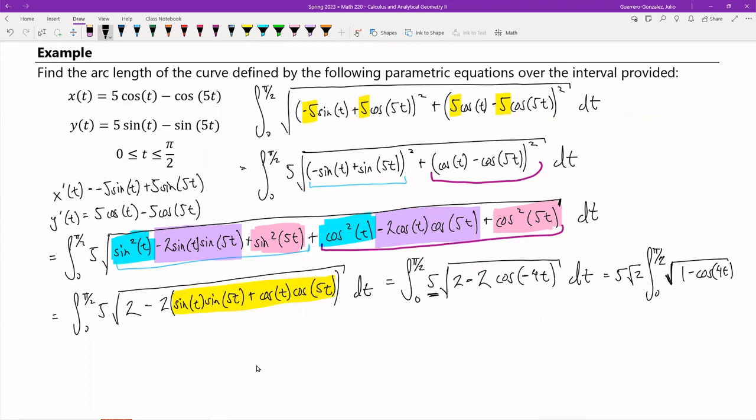Now, the negative inside the 4t right here: cosine is an even function. So that means the cosine of a negative thing is the same thing as the cosine of its positive. So that's why the negative disappeared here. Again, go check it out in your trig material. It's there.